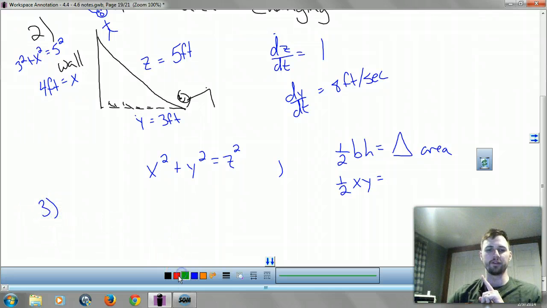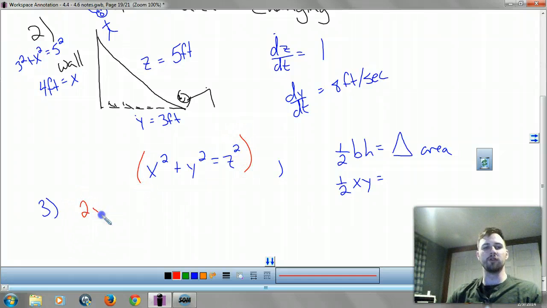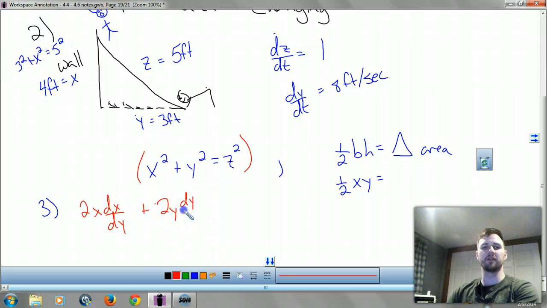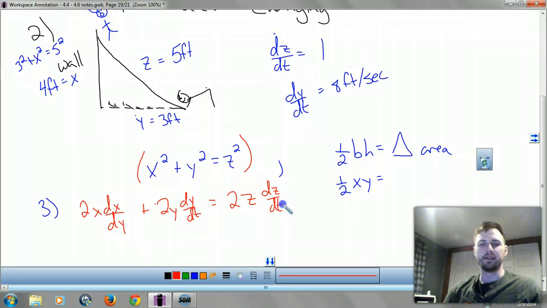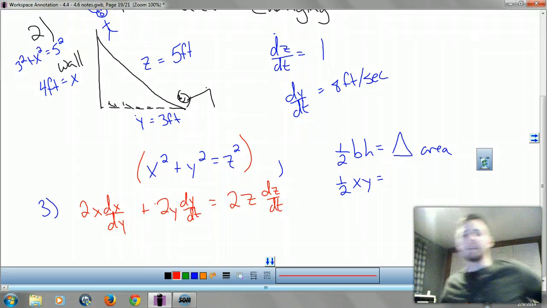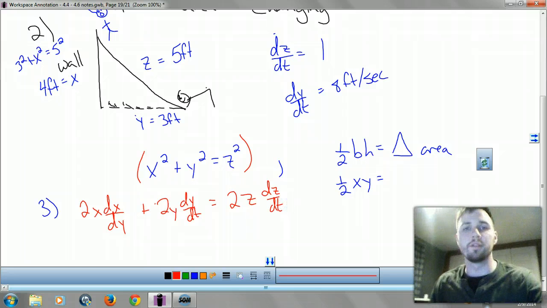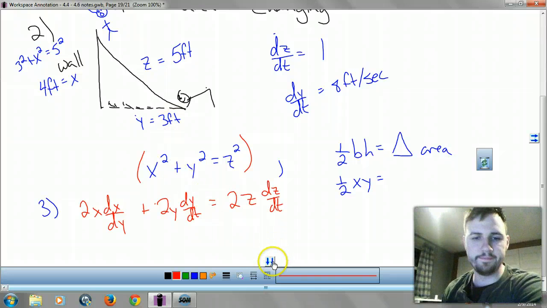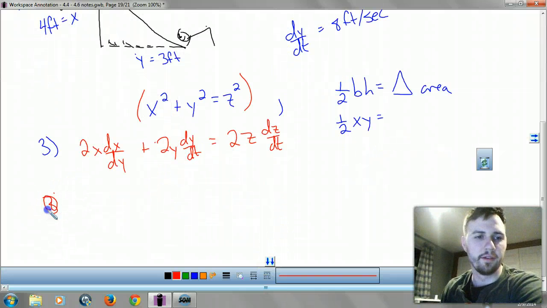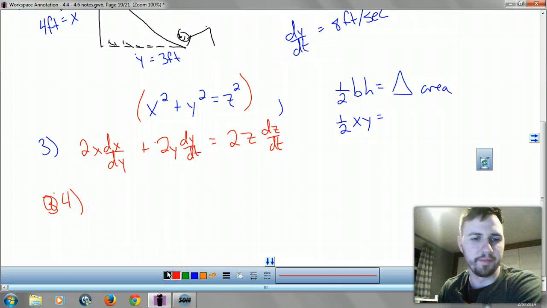Step 3, we take the derivative. Again, since it's with respect to time, you're going to have to put 2x dx over dt, plus 2y dy over dt. If you want to use primes for this too, it's fine. Equals 2z dz over dt. Okay? Just look at what we did in the last example. We're still taking our derivative in terms of time. Fourth, we plug in what we know.